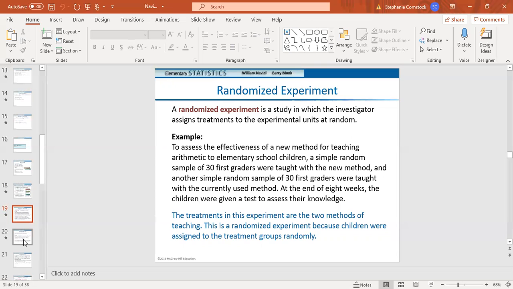So what they didn't do here is say Mrs. Smith's class is using the new one, and Mrs.